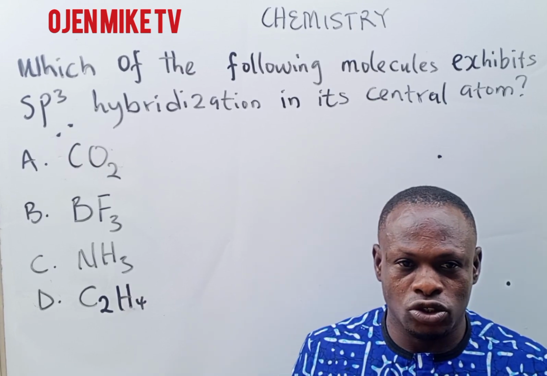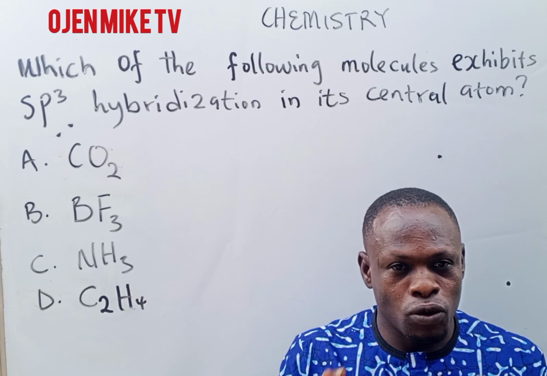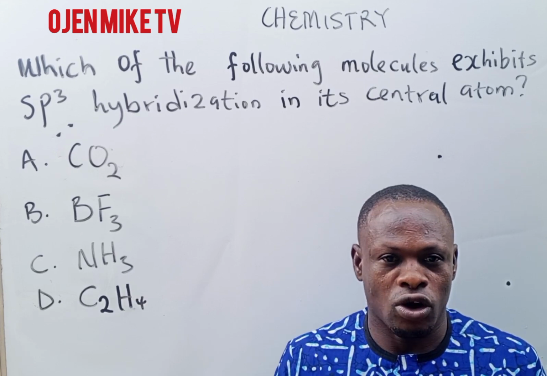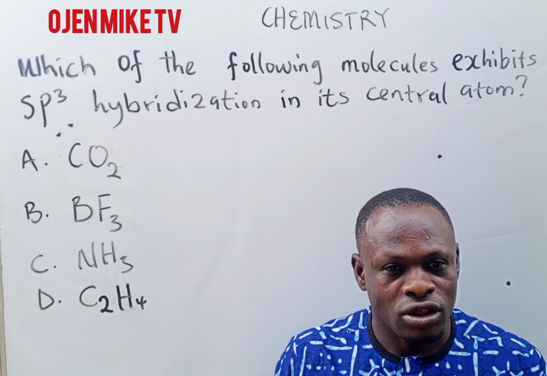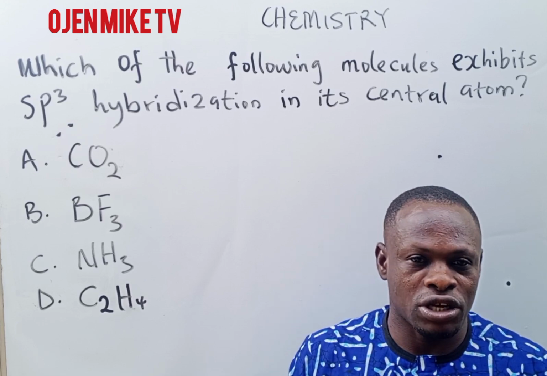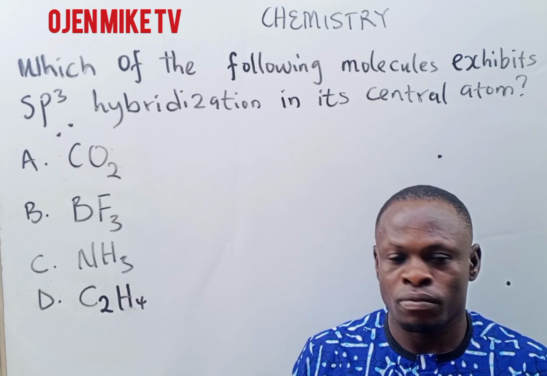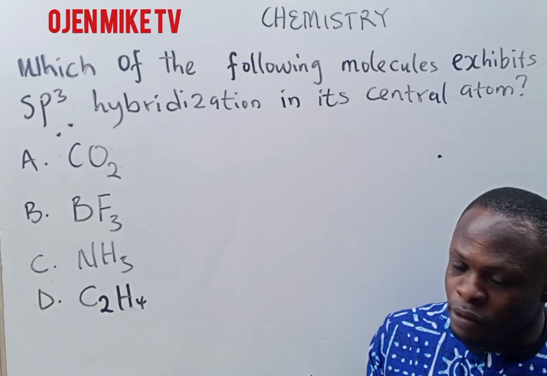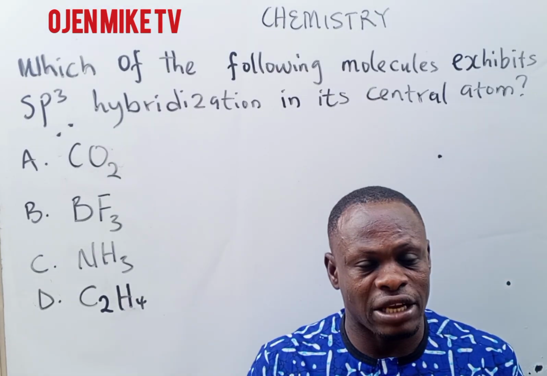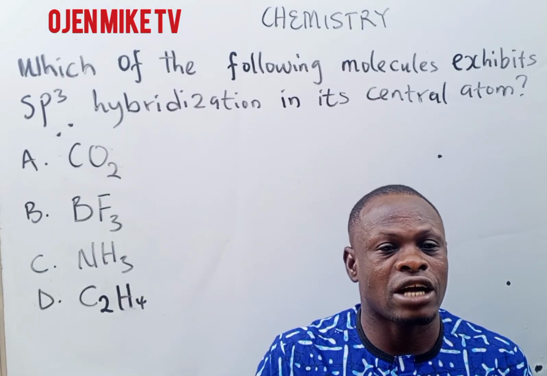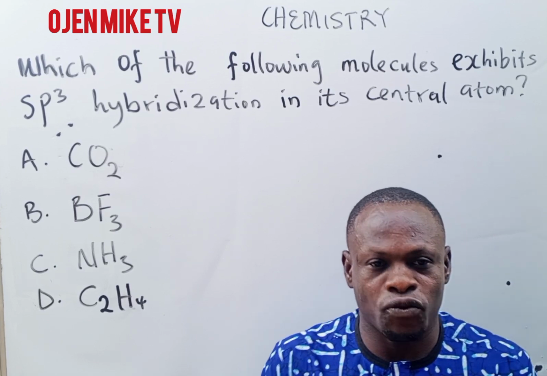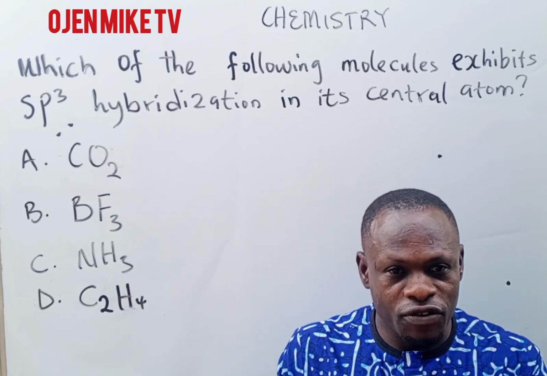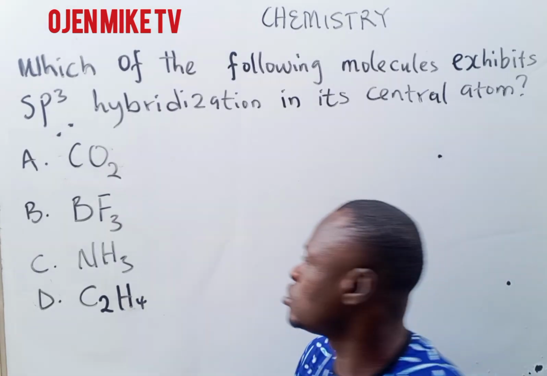Now, in hybridization, we have different types, but the more common ones are sp hybridization, sp2 hybridization, and sp3 hybridization. Remember, hybridization normally takes place in the central atom. You get that? In a central atom. Now, let me give you a short form you can use to remember the different types of hybridization.